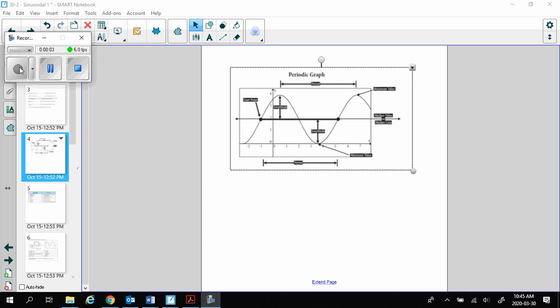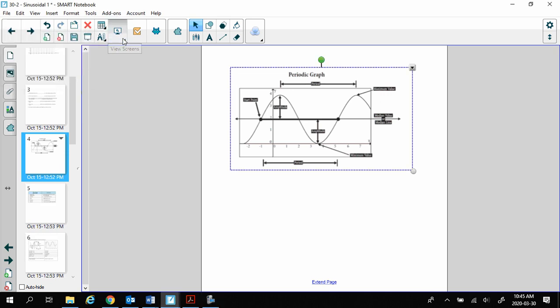Hey guys, this is going to be my first attempt at trying to make a little program where you can see what I'm doing with my smartboard.